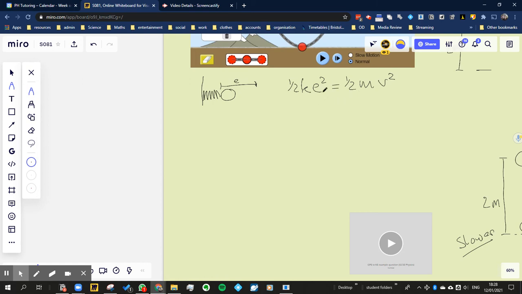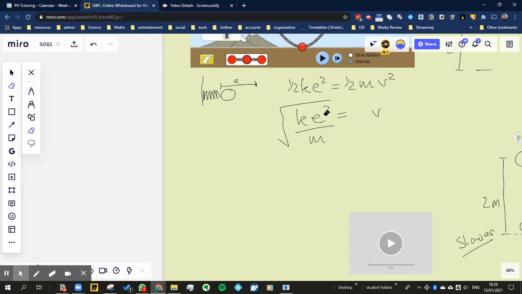This time, all we can cancel out is this half. So we can rewrite this as the spring constant multiplied by the extension squared is equal to the mass multiplied by the velocity squared. We can then divide both sides by m. So m would end up being down here. And then we can square root both sides like that. And that would be the velocity.